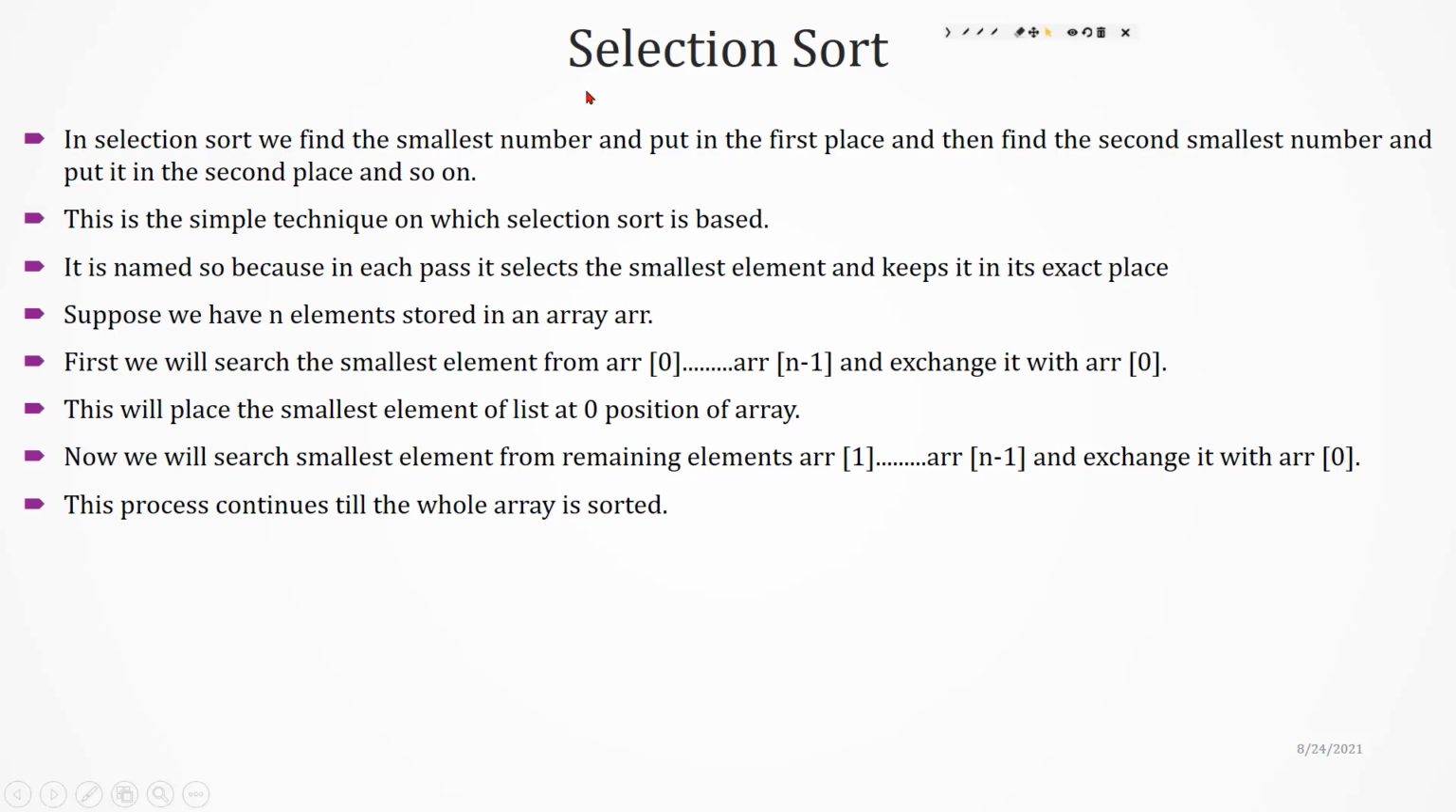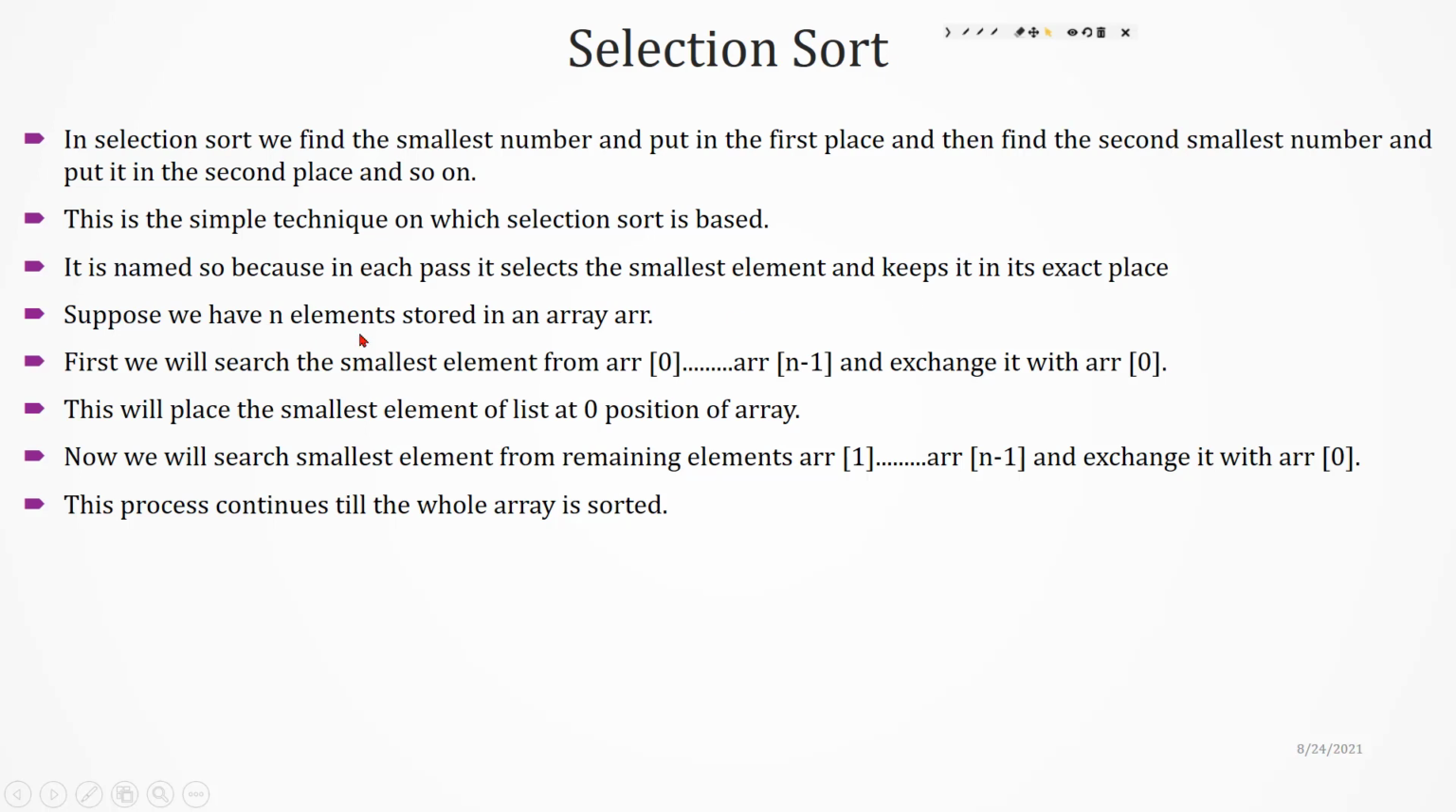So in this session, we are going to see about selection sort. It's a very simple sort. In selection sort, we find the smallest number and put it in the first place, and then find the second smallest element and put it in the second place, and so on. This is a simple technique on which selection sort is based. It is named so because in each pass, it selects the smallest element and keeps it in its exact place.